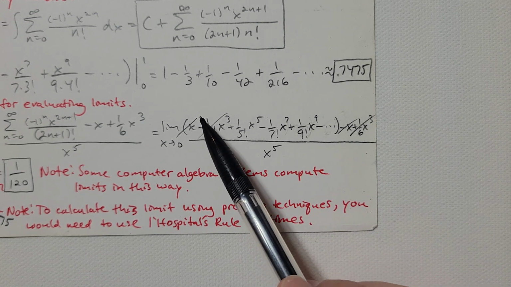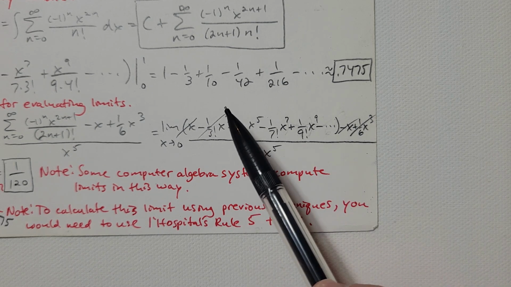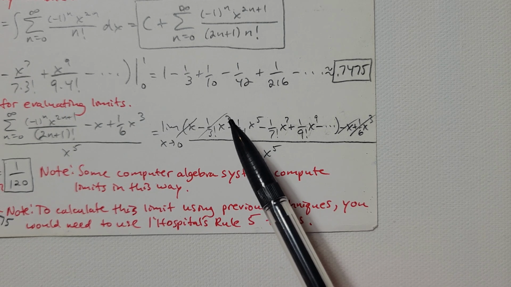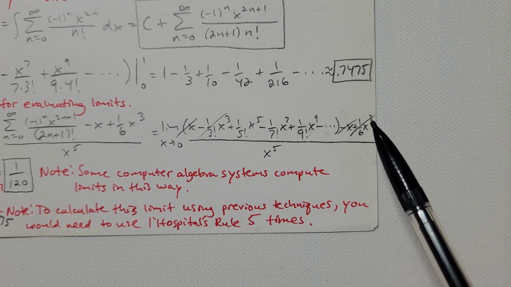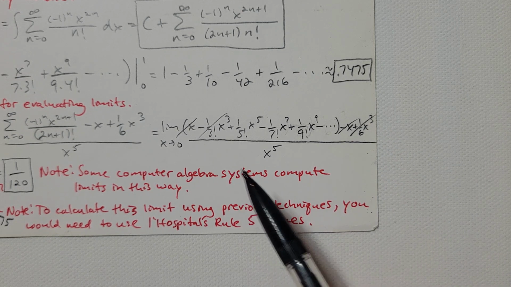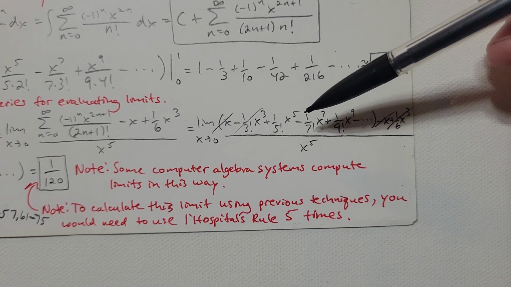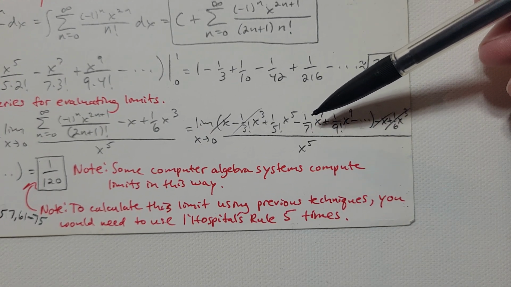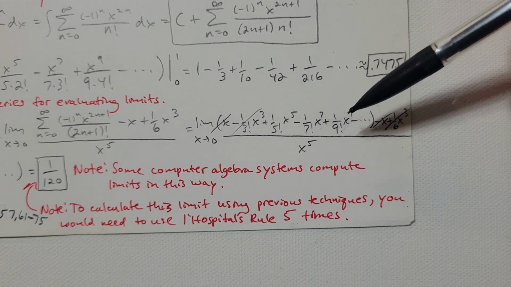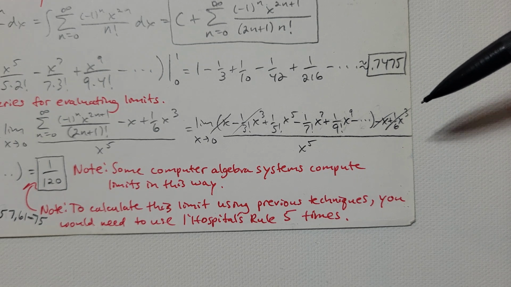Now, here's x minus x, those are gone. Here's minus 1/6 x cubed plus 1/6 x cubed, those are gone. 3 factorial is 6. Right? So now I'm left with just 1 over 5 factorial x to the 5th, minus 1 over 7 factorial x to the 7th, plus 1 over 9 factorial x to the 9th, minus etc., divided by x to the 5th.